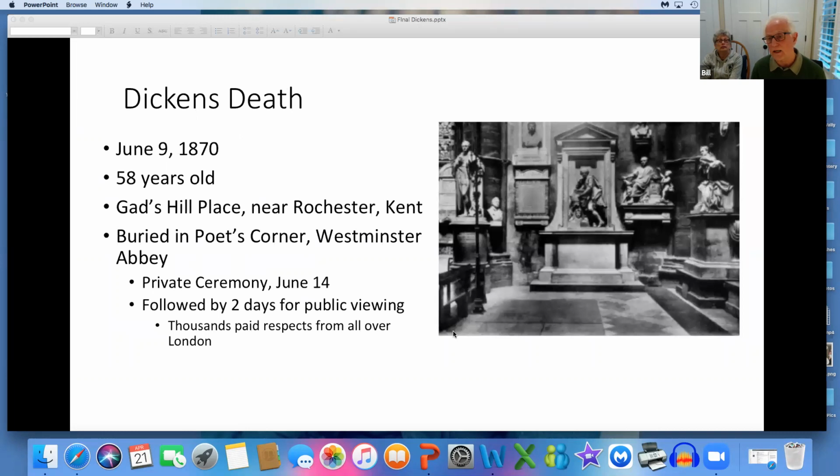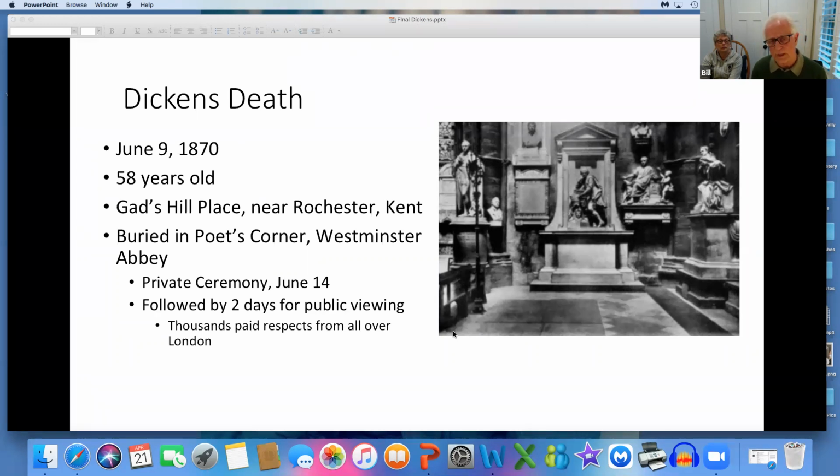So at any rate, I'm now up to the end. I knew I'd go over an hour. So Dickens' death, June 9th, 1870. He's 58 years old. He died at his home, Gads Hill Place near Rochester in Kent, which is close to where he grew up as a little boy.